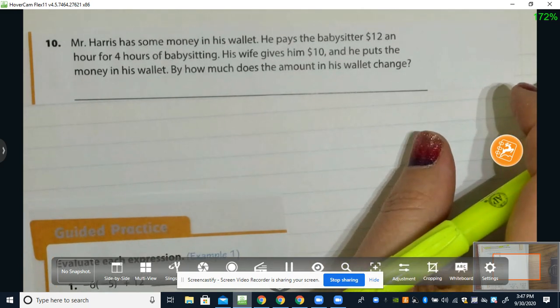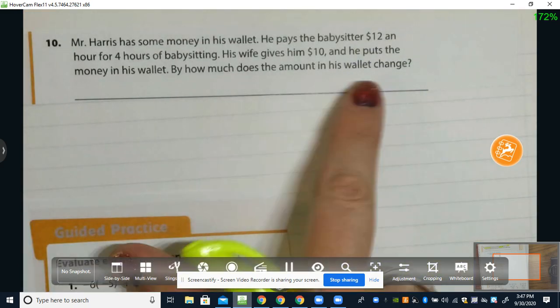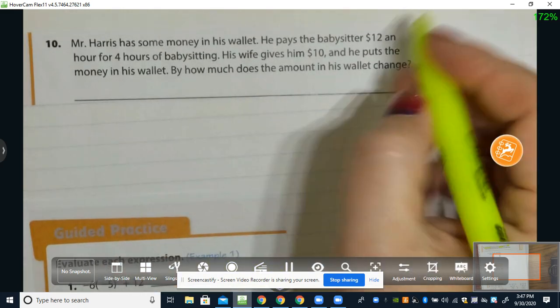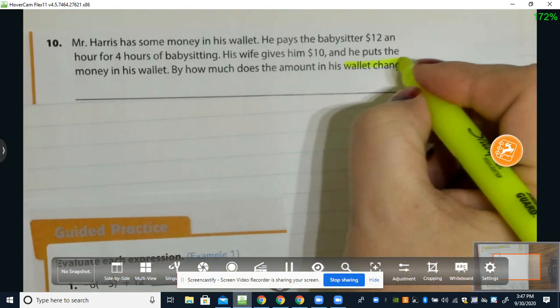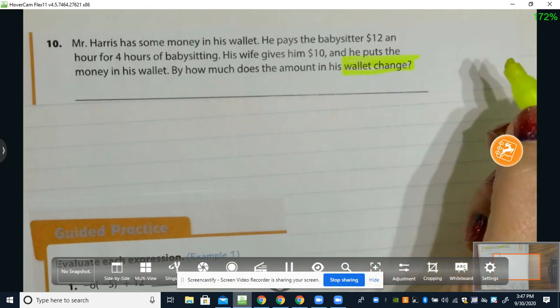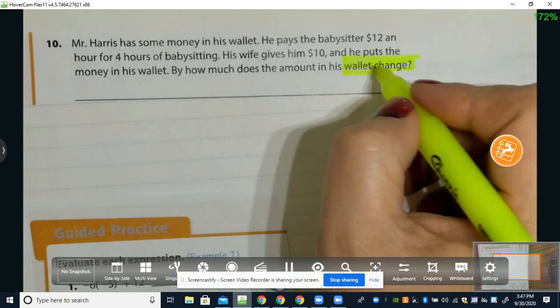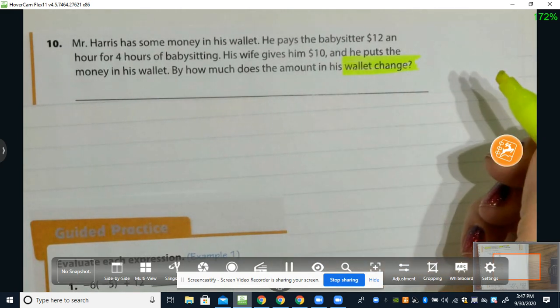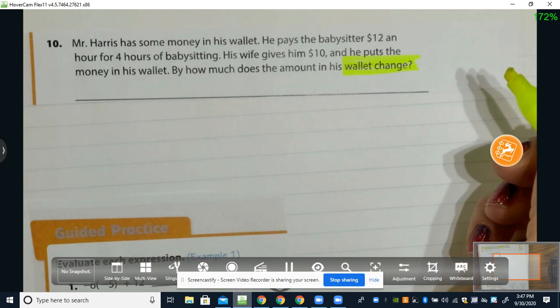All right, so if we're reading here, let's go back. We need to figure out what the change in his wallet is. We're not asking how much money he has in his wallet. We're asking, well, what happened? What occurred in his wallet? Money was lost. Well, how much money was spent?